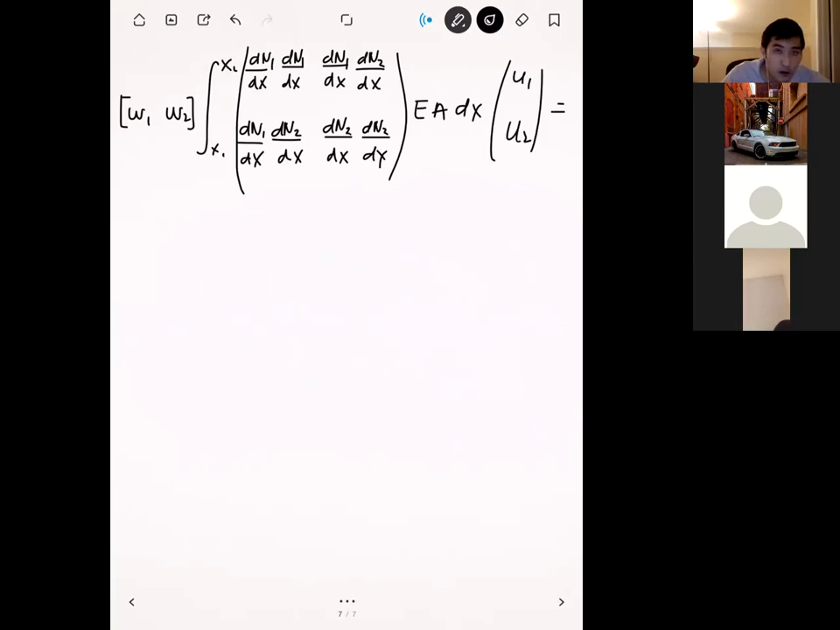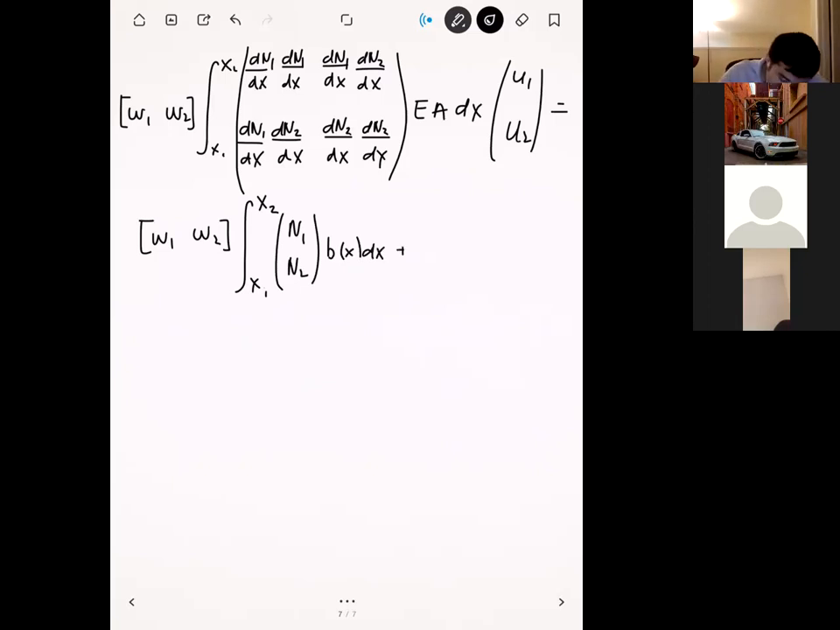Then we also have our body forcing term. So we have w1, w2 times the integral from x1 to x2 of N1, N2 times b of x dx, plus our boundary term. The boundary term is w1, w2 times N1, N2 A T bar, evaluated only at x equal to x_h, which is the Neumann boundary.